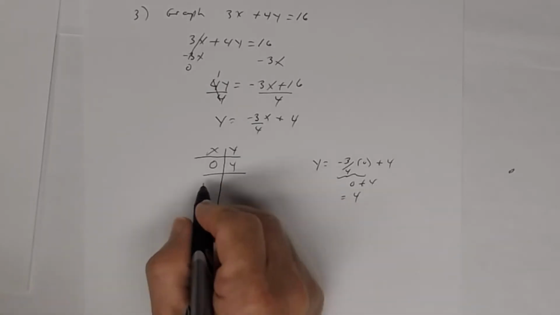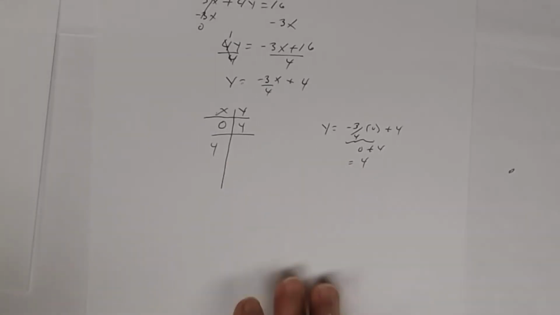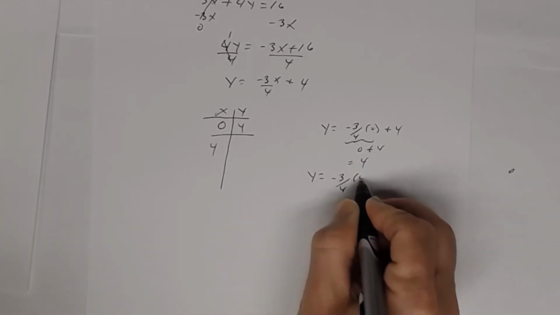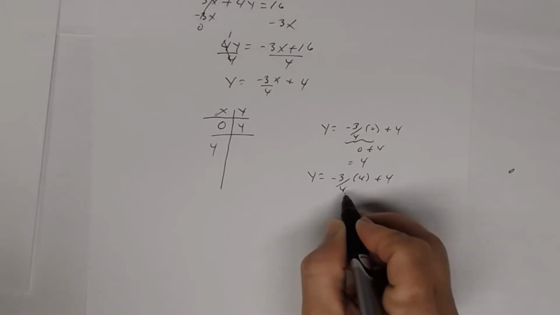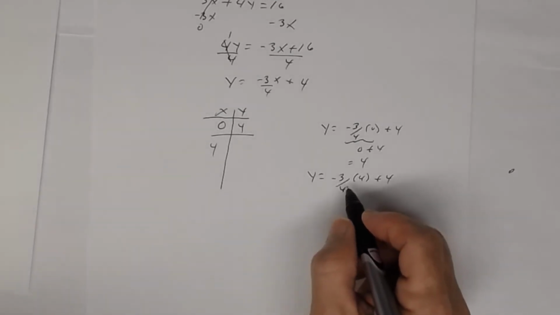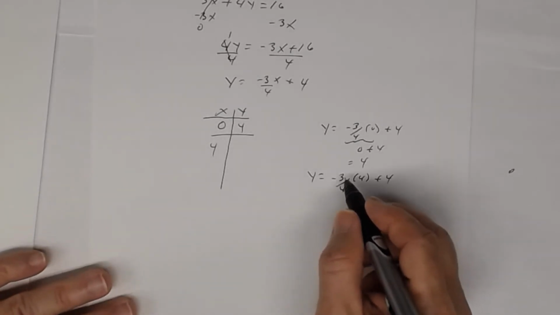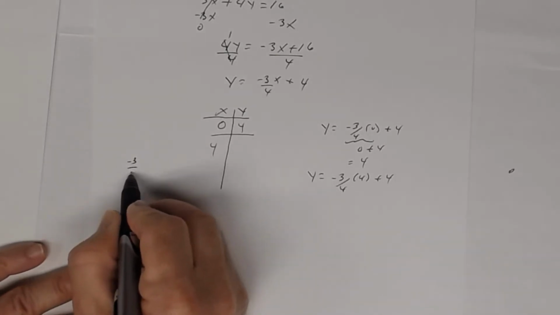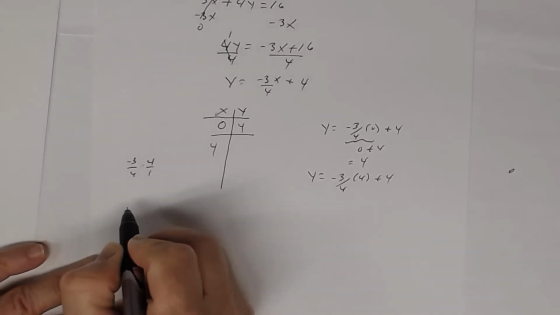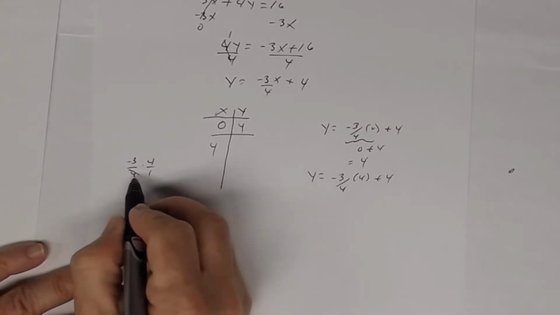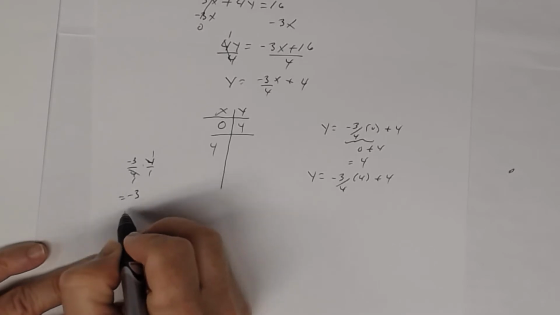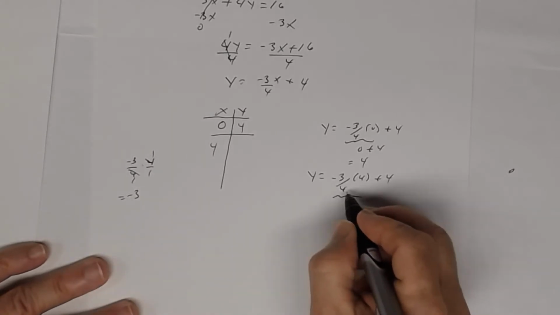So give me another multiple of 4. Like 4, right? x is 4. 4 is a multiple of itself. So we have y equals negative 3/4 times 4 plus 4. Now remember from previous courses how to deal with multiplying fractions. I have negative 3/4 times 4, which is 4 divided by 1. The 4's divide out. You have negative 3 times 1, which is negative 3.